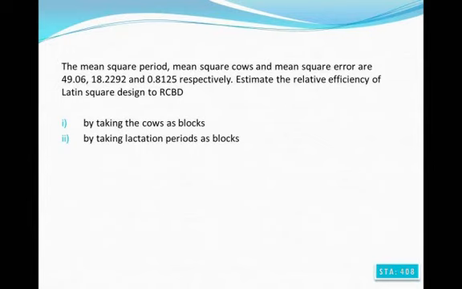First, by taking the cows as blocks. Secondly, by taking lactation periods as blocks. In the first part, cows are in the columns, so it means taking the columns as blocks, and periods are defined in the rows. So the meaning of the second is taking the rows as blocks. In this example, the mean square period is 49.06, mean square cows is 18.2292 and mean square error is 0.8125.